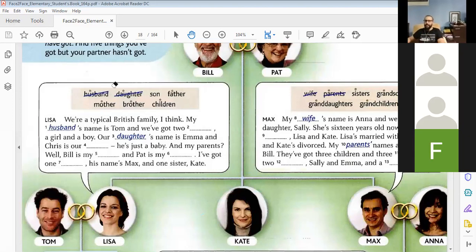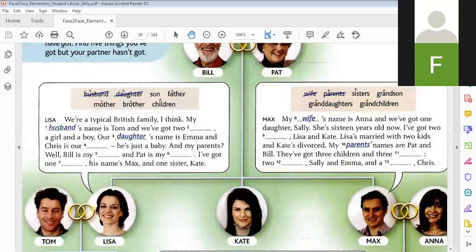All right, so take a minute. I want you to complete this little paragraph that Lisa is saying. So this is Lisa. Let's find out how to use the right words, okay? So take a minute first. When you're finished reading, just tell me we finished and we can check the answers together, okay?